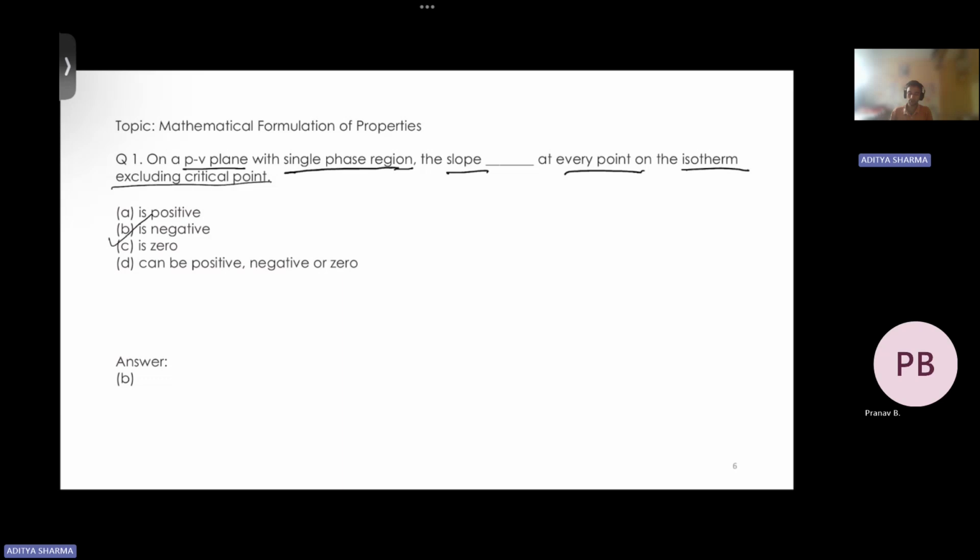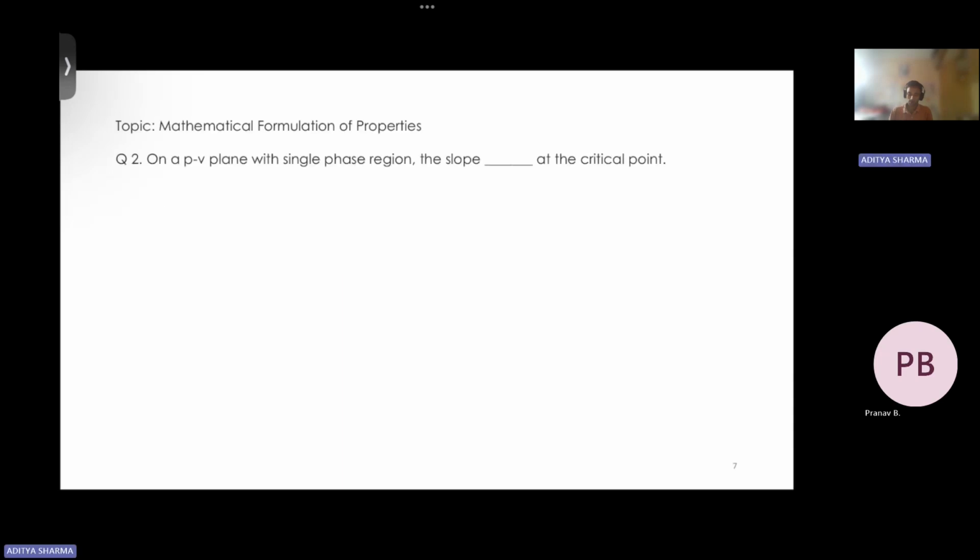So this is about PV plane. So this question is on critical point from the same PV plane. It says that this. It's zero, right?